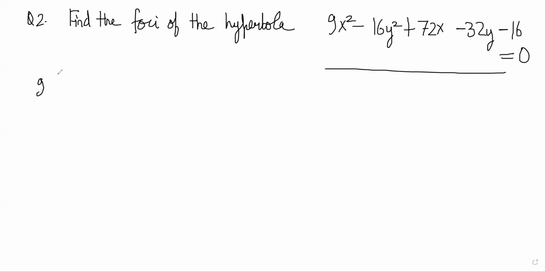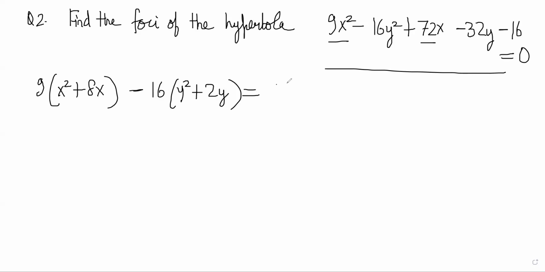So you can do 9 times x squared plus 8x. This covers this term and this term. And minus 16 times y squared plus 2y is equal to 16. And here, what constant terms do we need? So we need a 2 into 4x, 2x into 4. So we need a 16 here inside. So you have 9 times x squared plus 8x plus 16. You have to do a minus 144 now.